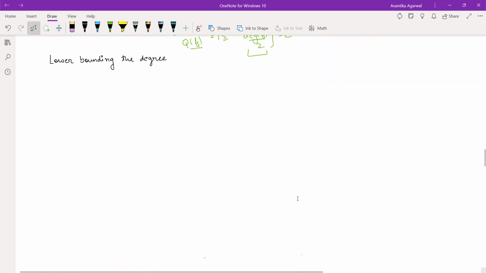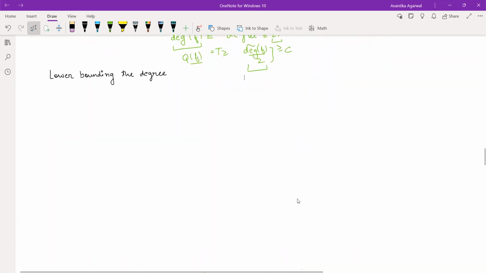So in general, any method that you can think of which lower bounds the degree of a polynomial representing a function f is a good enough method. Like, you're done, you have given a lower bound. But in particular, I want to talk about this particular technique called symmetrization.